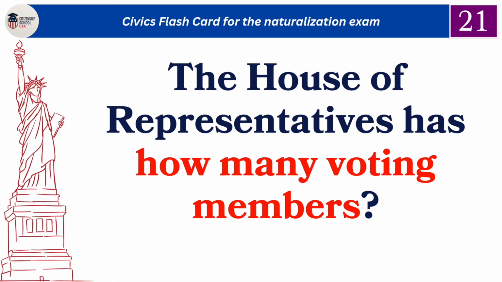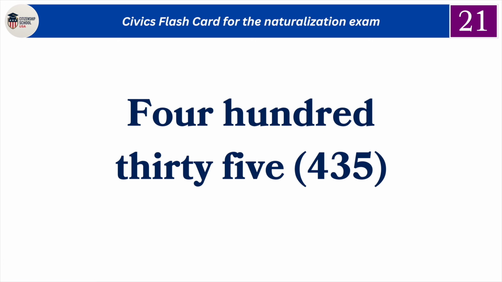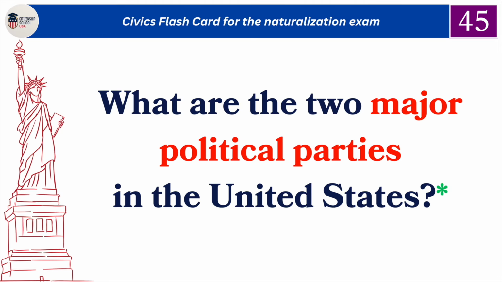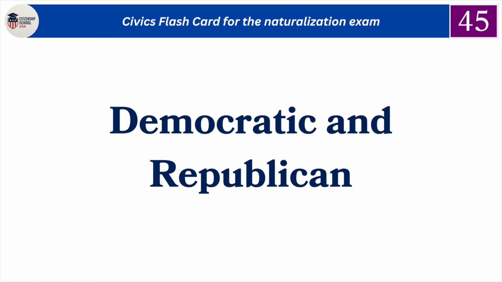The House of Representatives has how many voting members? 435. What are the two major political parties in the United States? Democratic and Republican.